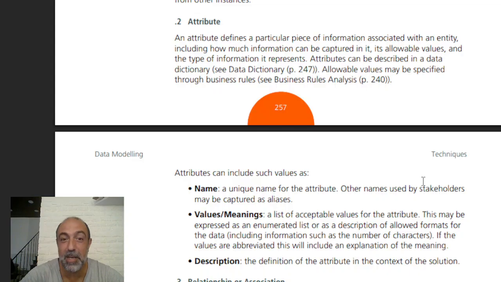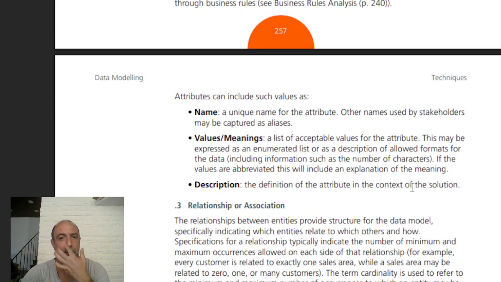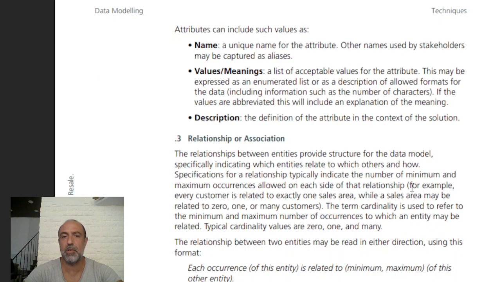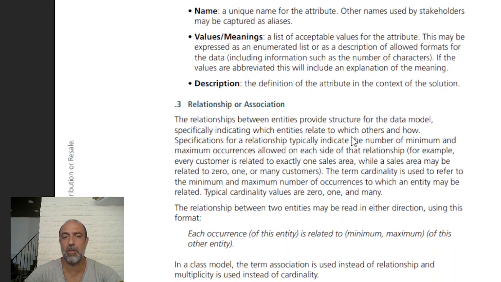Attributes can be described in a data dictionary. Allowable values may be specified through business rules. Right now we're connecting everything that we were reading before. Attributes can include such values as name, values, meanings, description. We read those in the data dictionary.